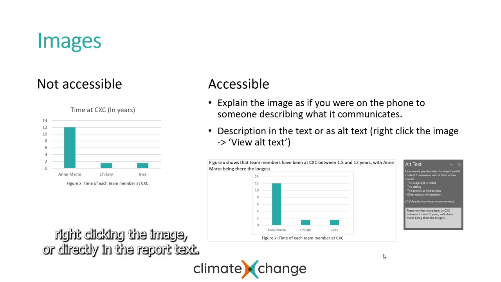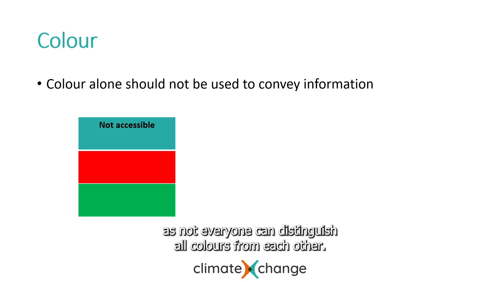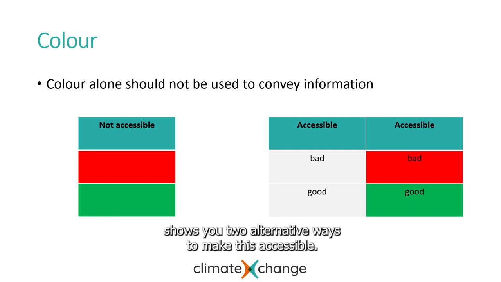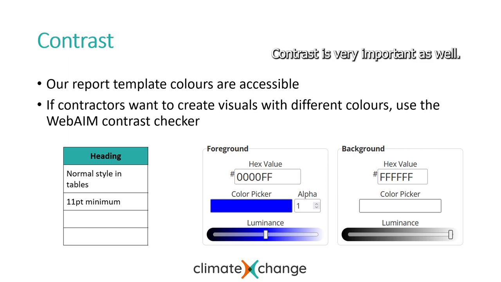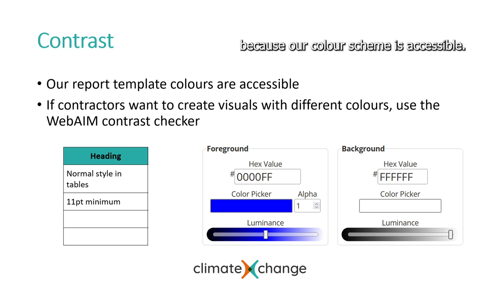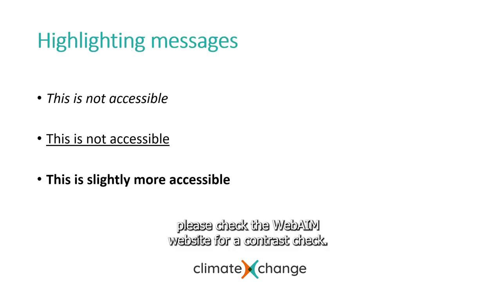Color alone should not be used to convey information, as not everyone can distinguish all colors from each other. The table on the right shows you 2 alternative ways to make this accessible. Contrast is very important as well. The best way to go about this is to use our template because our color scheme is accessible. If, however, you need to create visuals with different colors, please check the website for a contrast check.